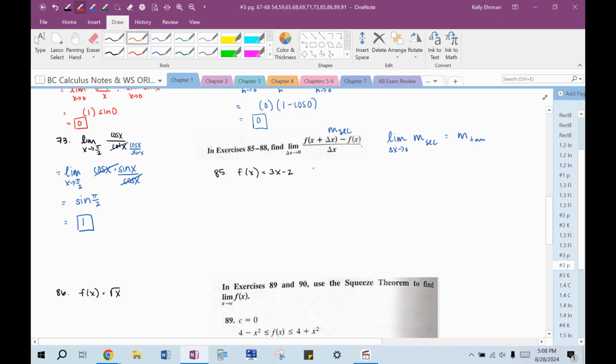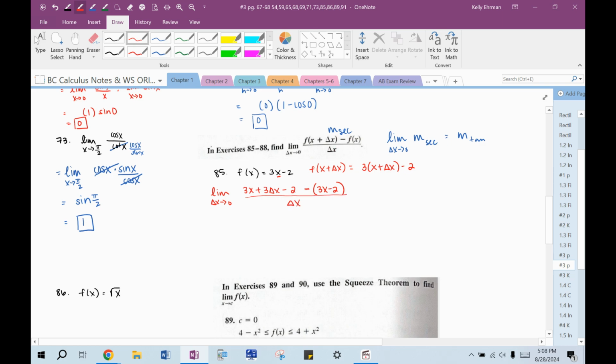Otherwise, if I do this work, f of x plus delta x means plug that expression in for this x. So 3 times x plus delta x minus 2. And then I'm going to work on this limit. So limit as delta x approaches 0. So f of x plus delta x is, let's distribute, 3x plus 3 delta x minus 2. And then subtract f of x. So subtract all of f of x, meaning subtract with a quantity or distribute the negative through. And then this whole thing is over delta x.